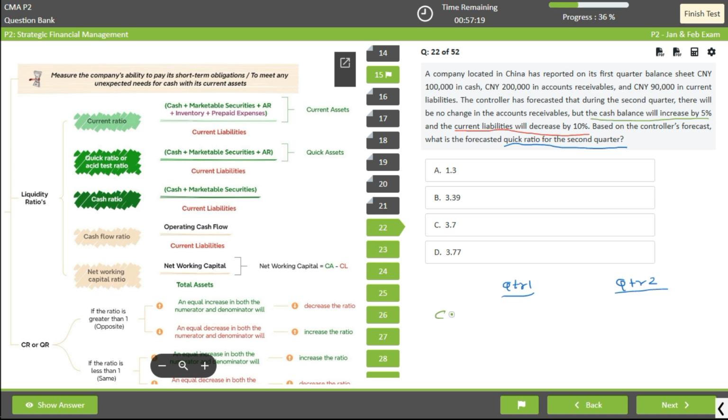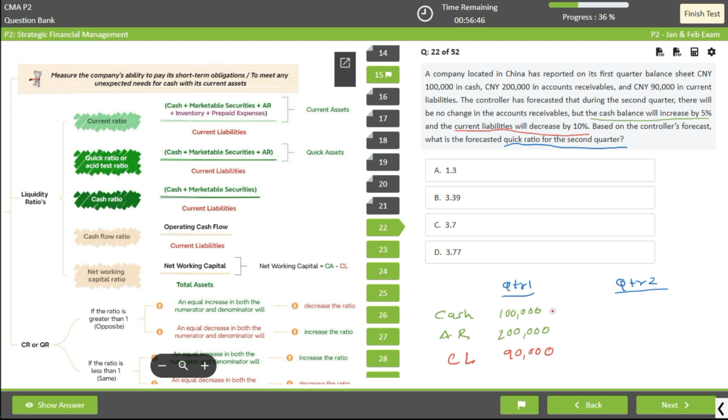We have items: cash, accounts receivable, and current liabilities. For cash in quarter 1 we have 100,000. Accounts receivable we have 200,000, and the current liabilities are 90,000. Okay, now what happens in quarter 2?